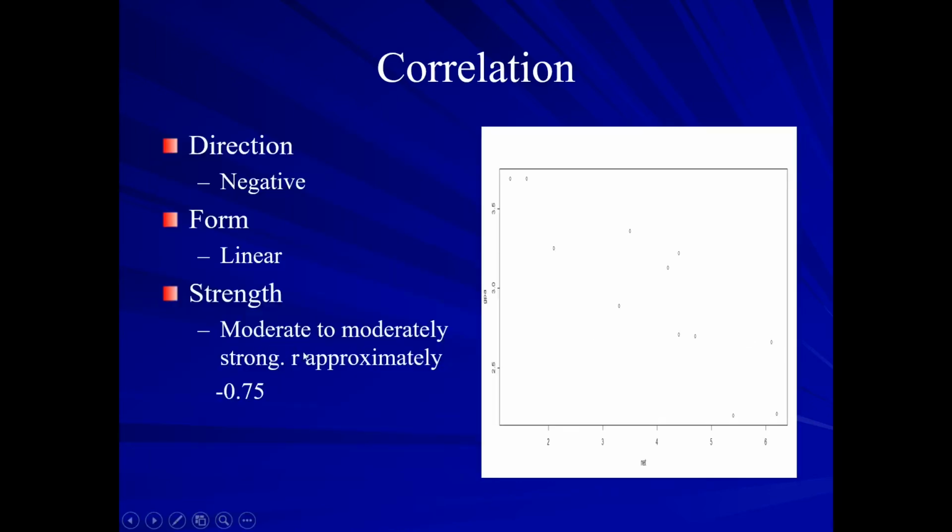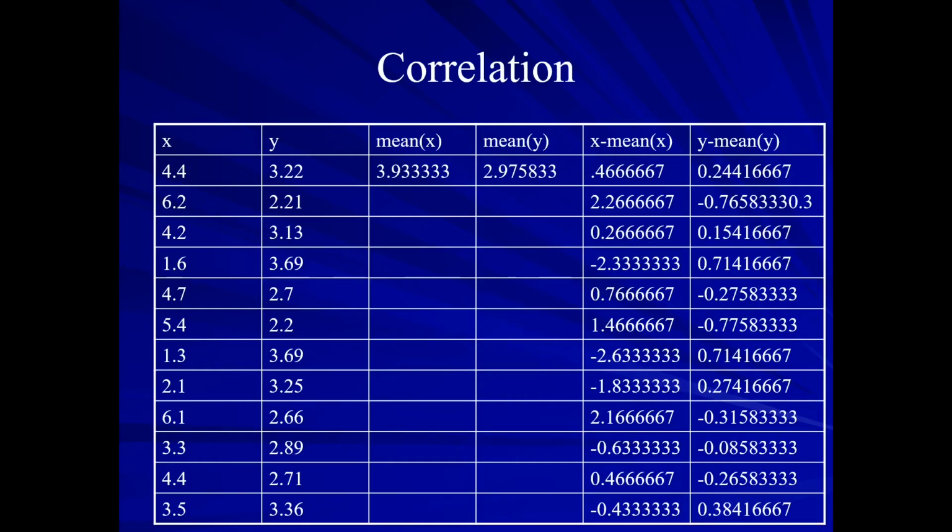I said moderate to moderately strong. This is approximately negative 0.75. And we're actually going to go through and calculate this in a quick example. So here are my x values. Here are my y values. Here's my mean of x. Here's my mean of y. My deviations between x, my deviations between y.